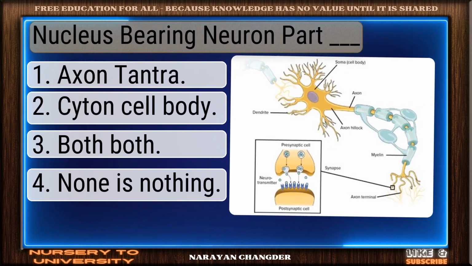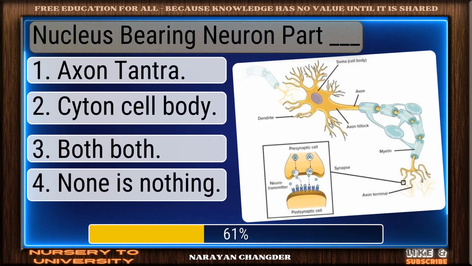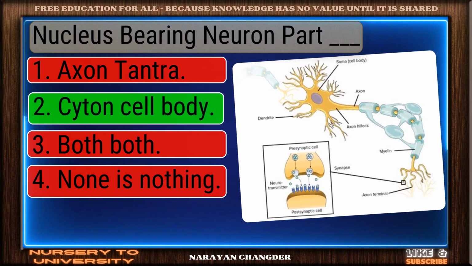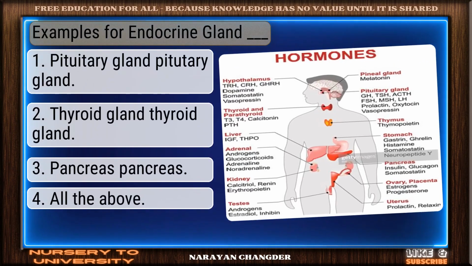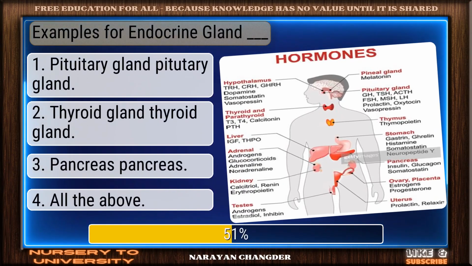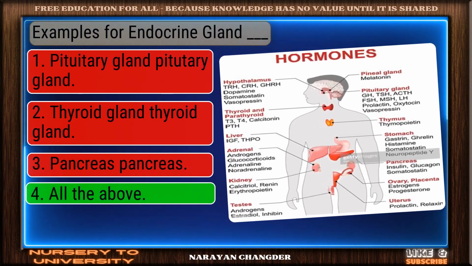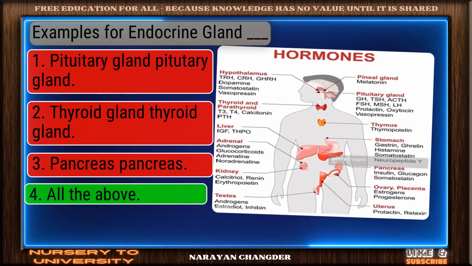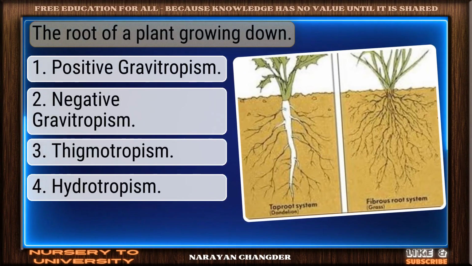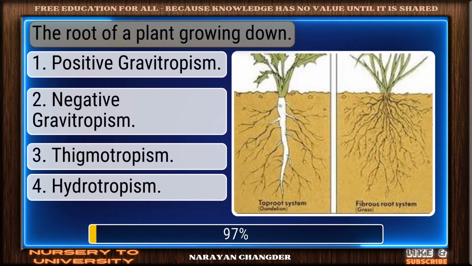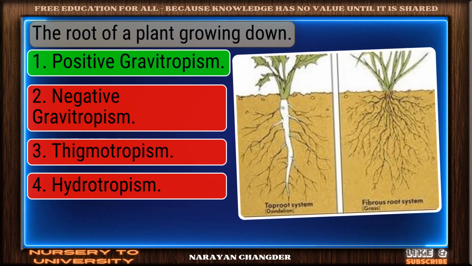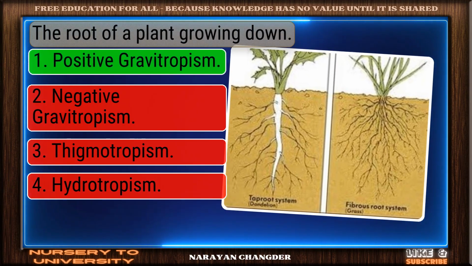Nucleus-bearing neuron part, dash. Clear logic. Cyton, the cell body, is sound. Examples for endocrine gland, dash. Great job. All the above is accurate. The root of a plant growing down. Smart pick. Positive gravitropism is correct.